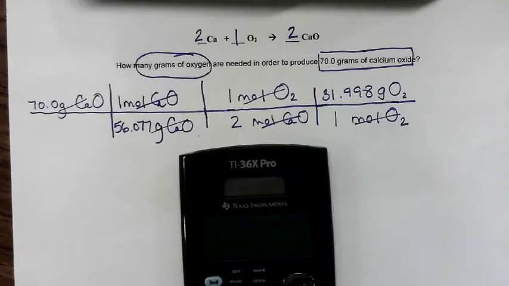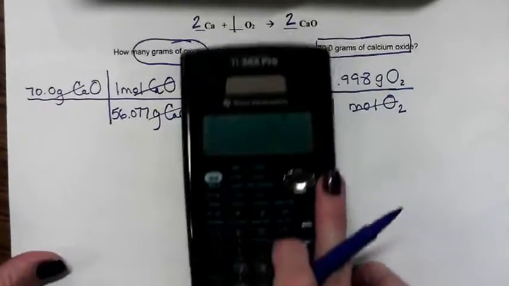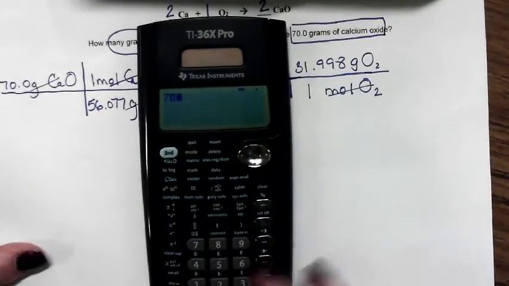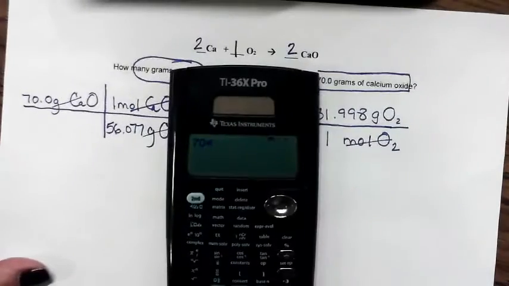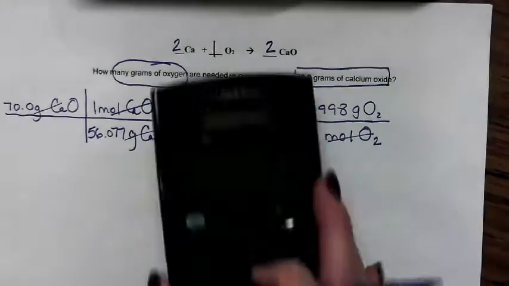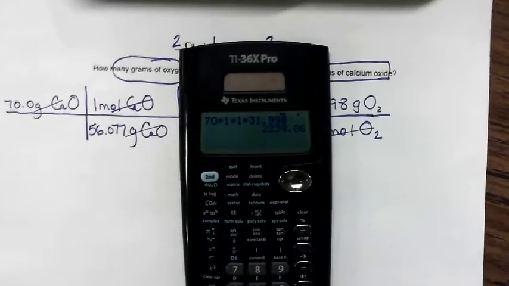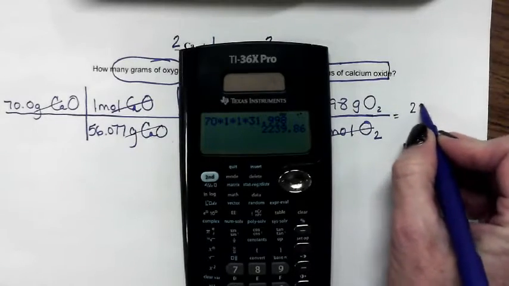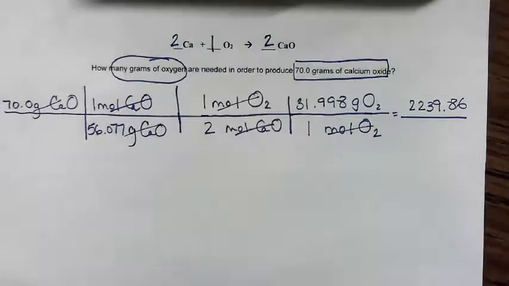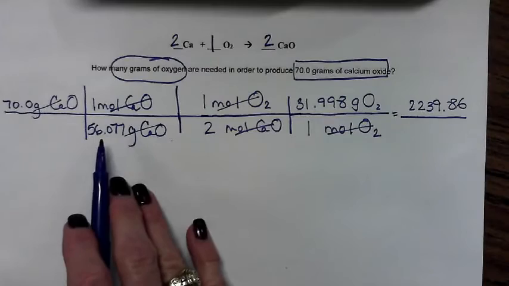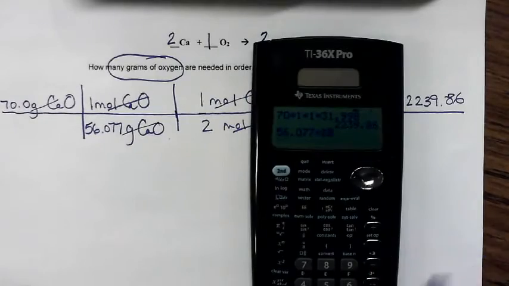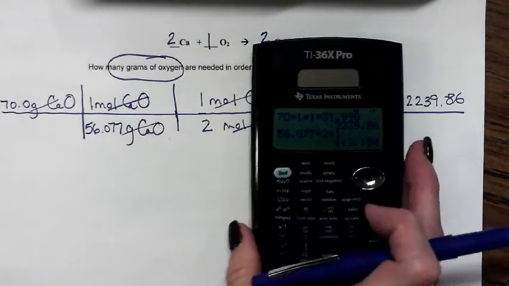So I'm going to multiply everything in the numerator together. I sure do wish you could see that better. Let's see if I can move it. Okay. 70 times 1 times 1 times 31.998. That's going to be 2,239.86. That's what's in my numerator. In my denominator, I've got 56.077 times 2 times 1. 112.154.